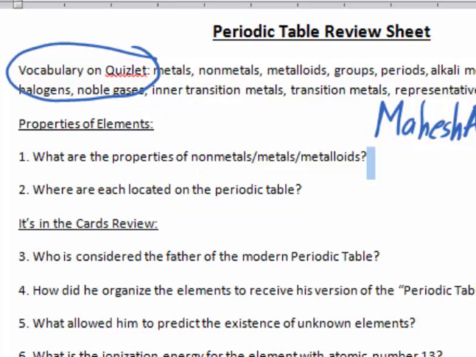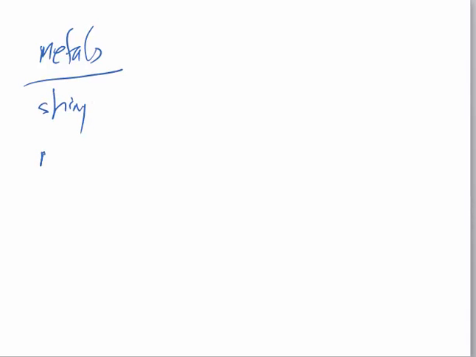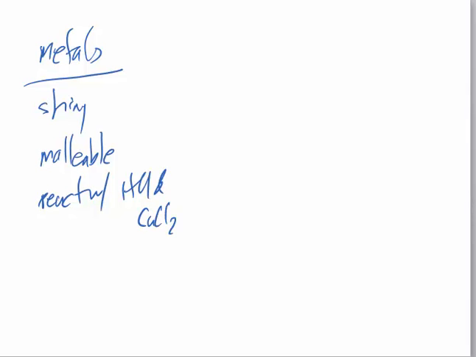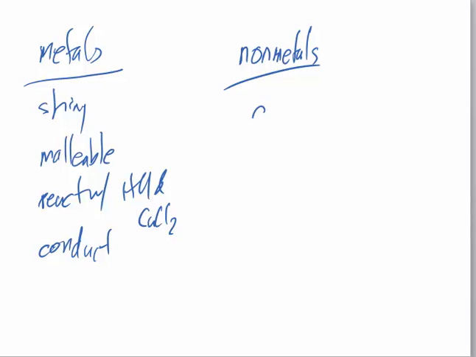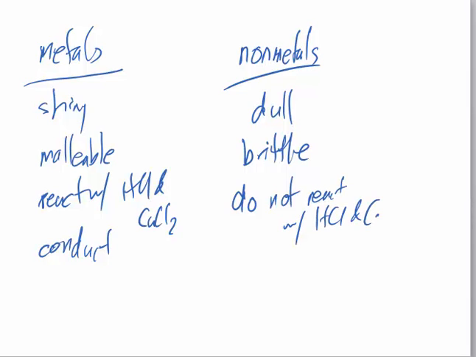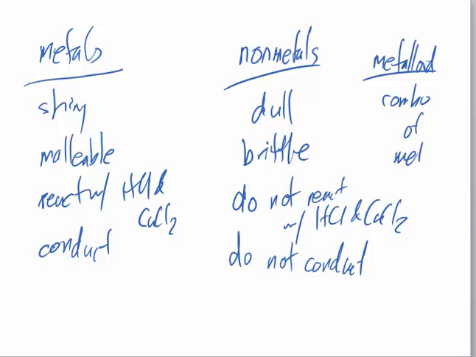Okay, so the first question: what are the properties of nonmetals, metals, and metalloids? So metals are shiny and malleable. They react with HCl and CuCl2, and they conduct electricity. Nonmetals are dull, they're brittle, they do not react with HCl and CuCl2, and they do not conduct. Now with metalloids, it's going to be some combination of both, some combination of metal and non-metal properties.